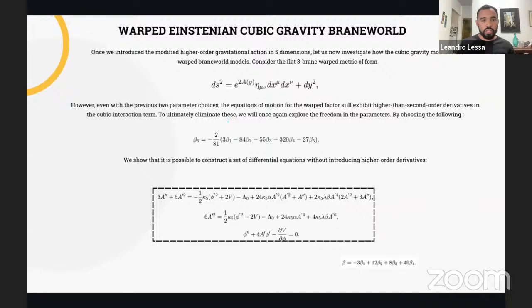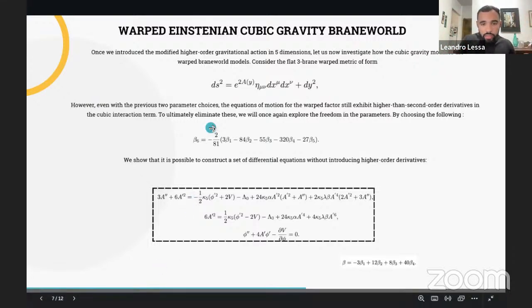So what we do here is study this theory in a specific scenario. We consider here the Brownian world. Here we consider the standard model, given by this flat 3-brane warped metric.